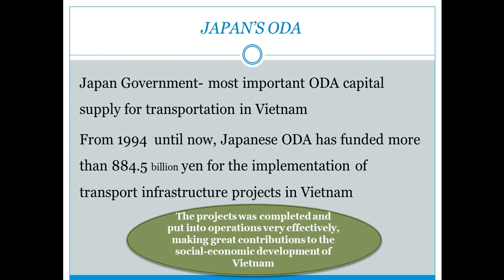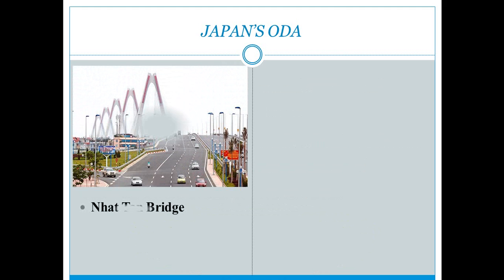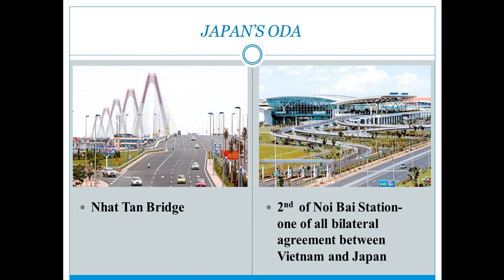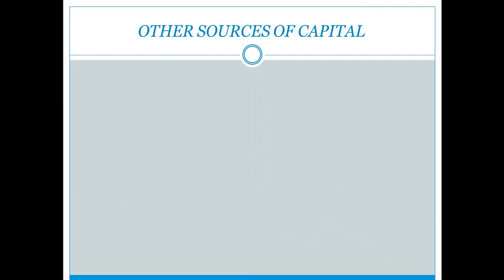There are three large infrastructure projects in Hanoi, including Nhật Tân Bridge, the road connecting Nhật Tân Bridge to Nội Bài International Airport, and the second terminal of Nội Bài International Airport, which will be invested by the government's ODA from Japan and local counterpart funds with a total investment of 34,721 billion. In addition, the Japanese government is providing ODA loans to Vietnam to implement a number of development projects in transport infrastructure. Not only Japan's ODA, but we also have other sources of capital.